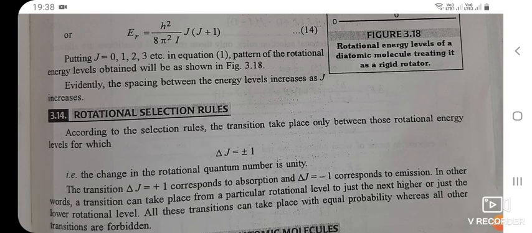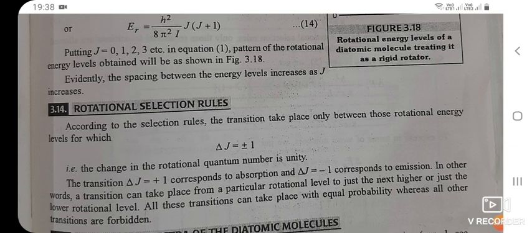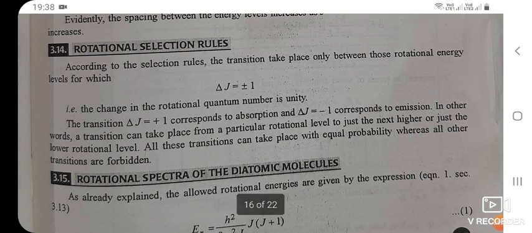Rotational selection rules. According to the selection rules, the transition takes place only between those rotational energy levels for which delta J is equal to plus or minus 1. That is, the change in the rotational quantum number is unity. The transition delta J equal to plus 1 corresponds to absorption and delta J equal to minus 1 corresponds to emission. In other words, a transition can take place from a particular rotational level to just the next higher or just the lower rotational level. All these transitions can take place with equal probability, whereas all other transitions are forbidden.